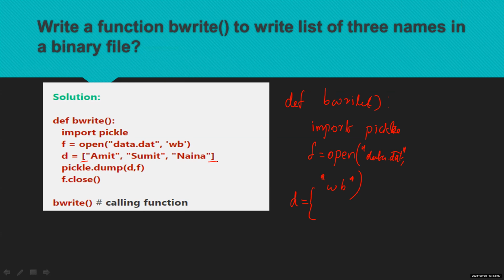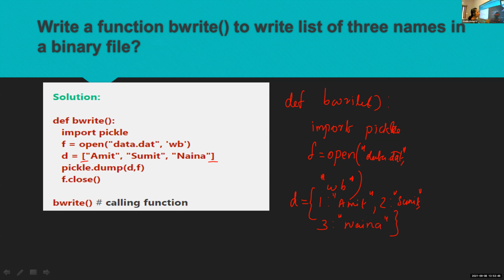One. The two dots, that is colon. Okay, Achyut. Then in double quotes, Amit, comma 2, colon, then double quotes Sumit, comma 3, colon, and double quotes Naina, then close the curly bracket.